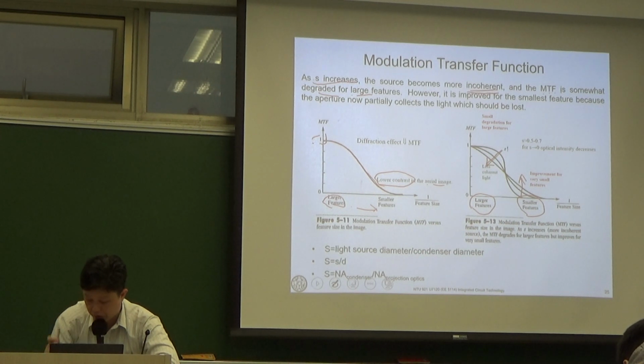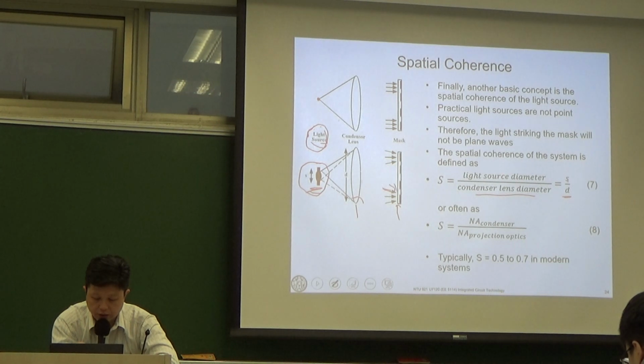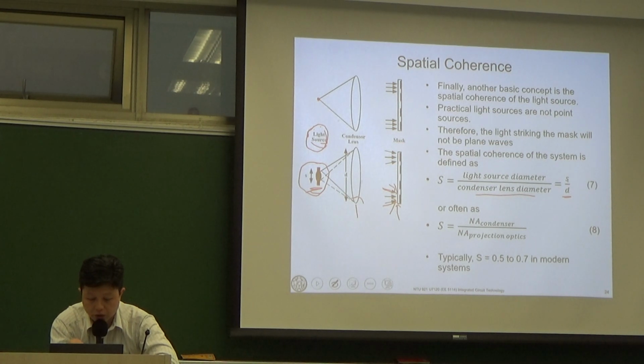Right, so that's because if it's not a parallel light, which means your light has a certain angle, and this angle will help you focus those higher spatial frequency components into your optics, into your lens. Right.